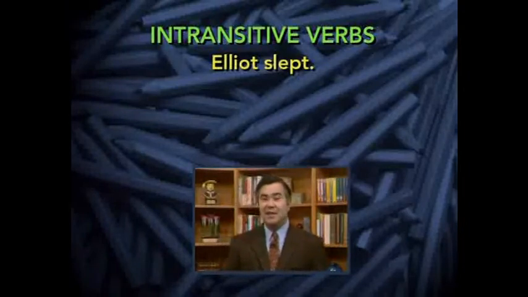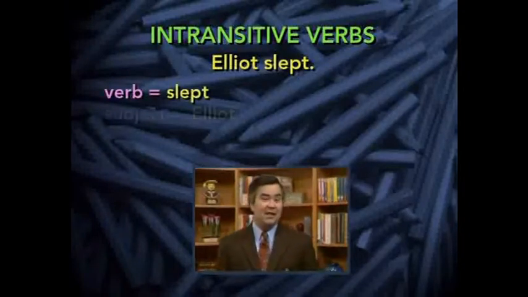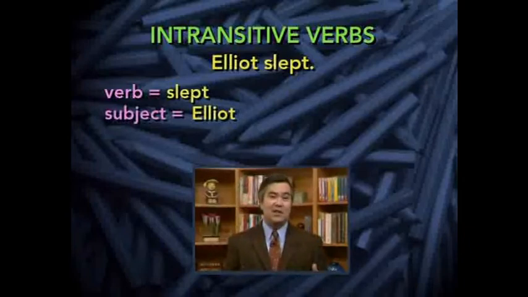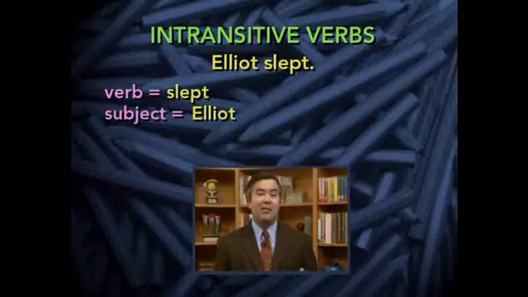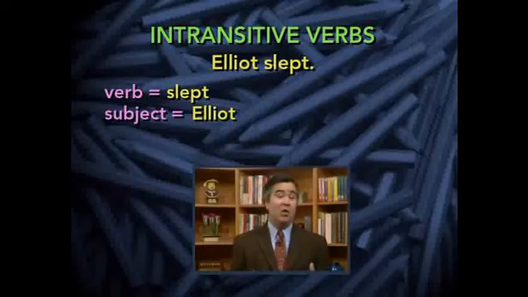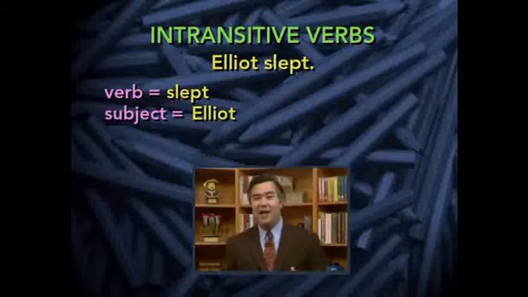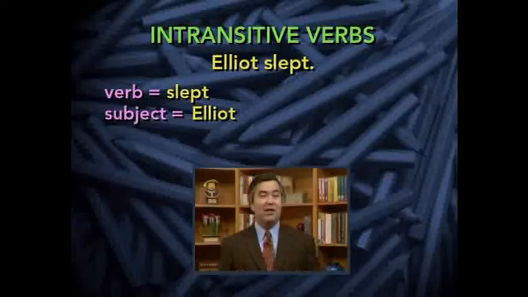In this sentence, the verb is slept, and the subject is Elliot. And the verb does not have any object. It expresses a complete thought without having an object. We don't need to ask, what did Elliot sleep? Because the meaning is complete without any object. Elliot slept, that tells us exactly what happened. It's perfectly clear, and it doesn't sound incomplete.